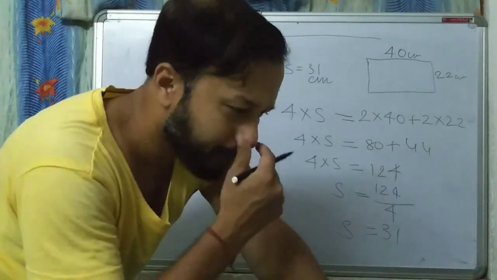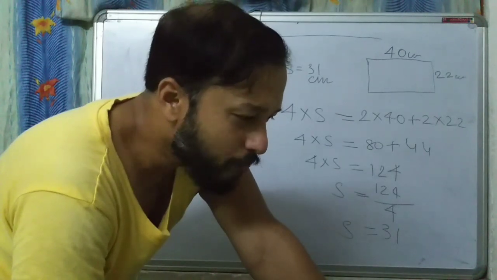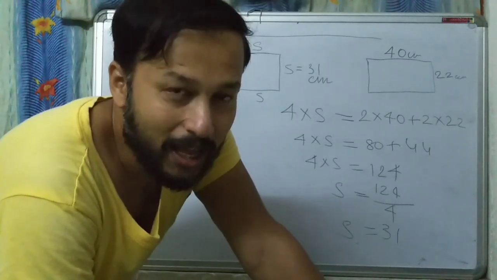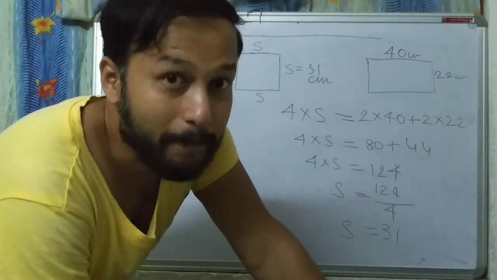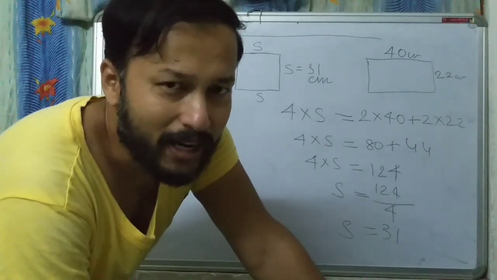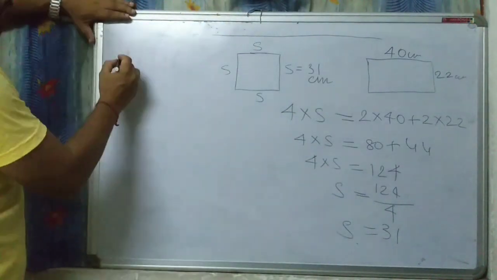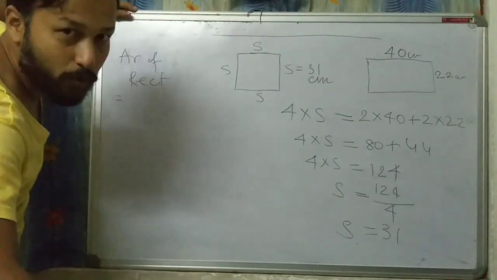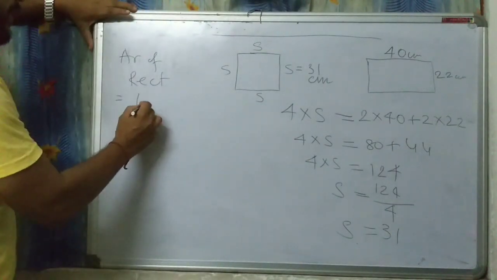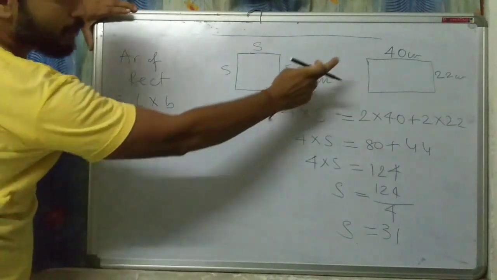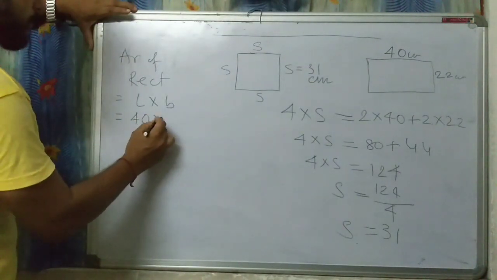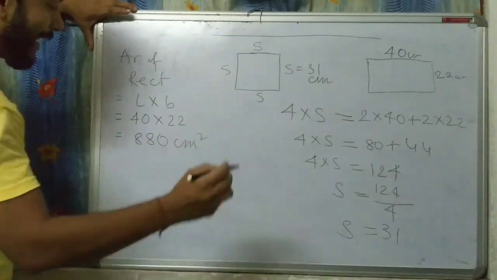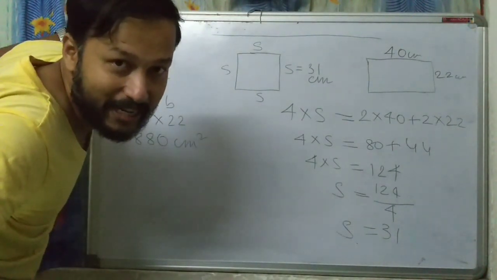Now let's see. Also find which shape, rectangle or square, encloses more area. Means whose area is bigger. Let us find it. Area of rectangle, what is the formula? Length into breadth. 40 into 22, 880 centimeter square. This is the area of the rectangle.